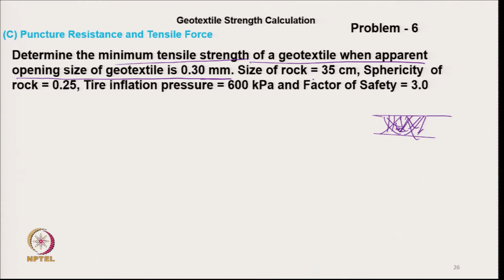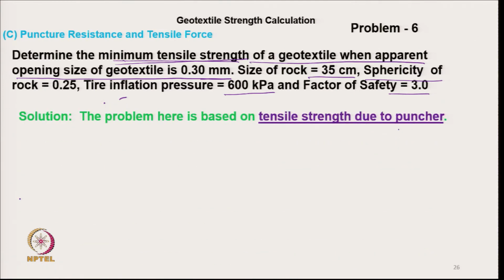The size of the rock is given as 35 centimeters, a very big rock. The sphericity of the rock is S equal to 0.25, as we have seen. The tire inflation pressure is 600 kPa and the factor of safety is given as 3. Here we have to calculate the minimum tensile strength. Let us see. The problem here is based on tensile strength due to puncture.